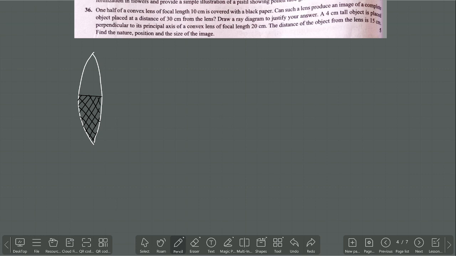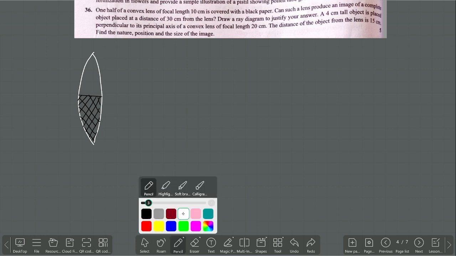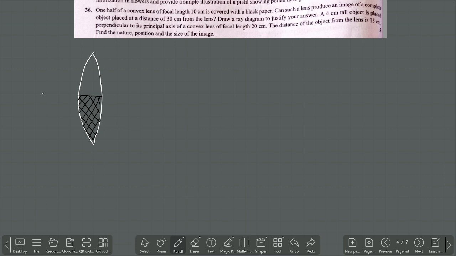Clear? And can such a lens provide an image of a complete object placed at a distance of 30 centimeter, and the focal length is 10 centimeter. If focal length is 10 centimeter, what will be the radius? 20. So that means C is going to be 20, and the object is placed beyond C. Clear? Like this the object is there.